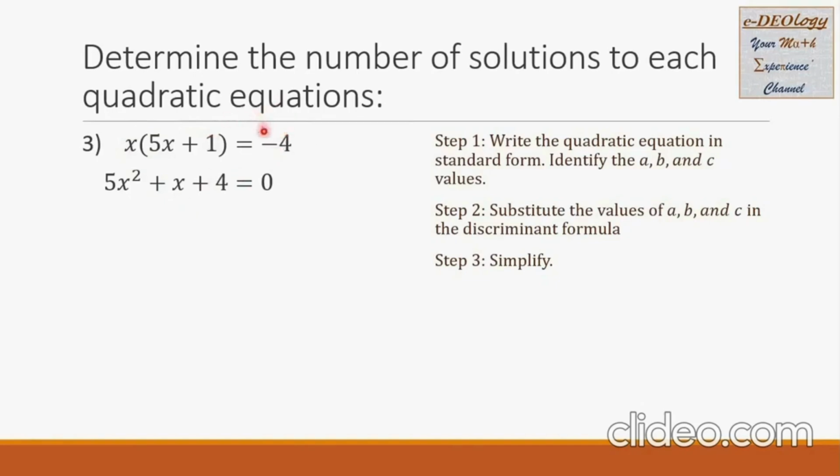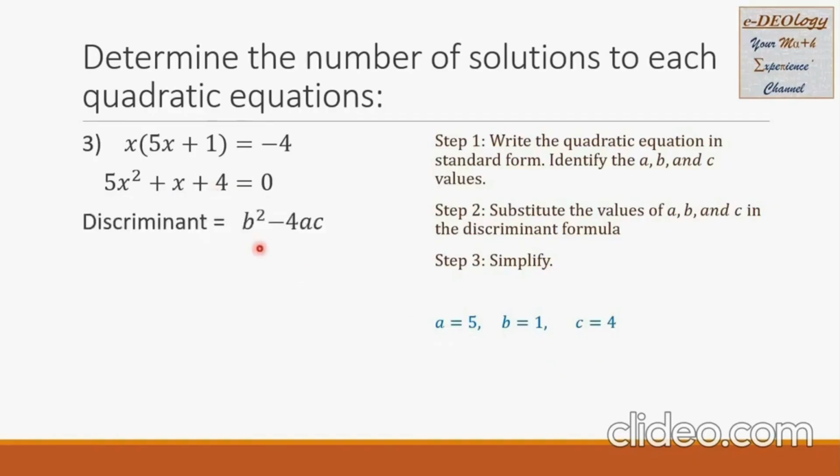The sign will be changed. From negative, it becomes positive, and this is equal to 0. Then we will identify the a, b, and c values. The a is the coefficient of x squared, that is 5. The b is the coefficient of x, and that is 1. And the c is the constant, positive 4.